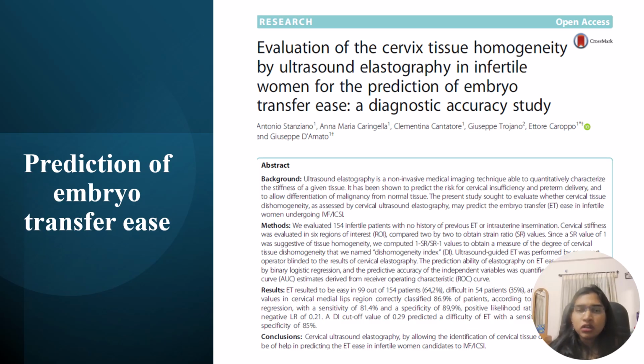These are the pictures from this paper that is published on the evaluation of the cervix tissue homogeneity by ultrasound elastography in infertile women for the prediction of embryo transfer, a diagnostic accuracy study.